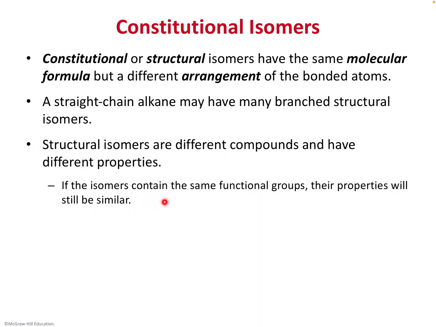If the isomers contain the same functional groups, their properties will still be similar. They will have similar properties if they have the same functional groups. Like for example, alcohol. If you have 2 alcohols that are constitutional isomers, their behavior, similar to the functional groups, would become similar.